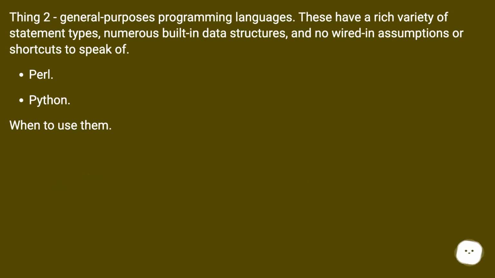Thing 2, general purpose programming languages. These have a rich variety of statement types, numerous built-in data structures, and no wired-in assumptions or shortcuts to speak of. Perl. Python. When to use them?